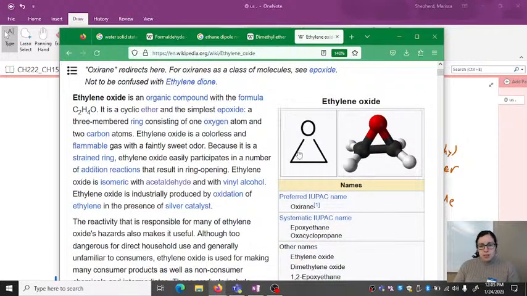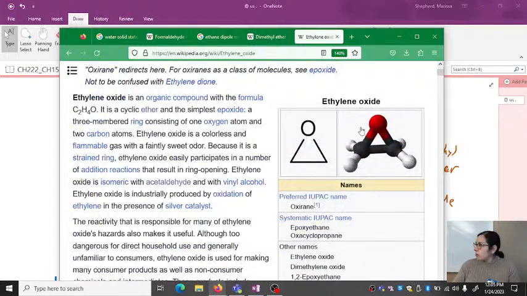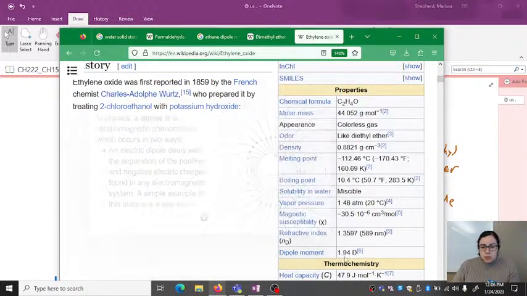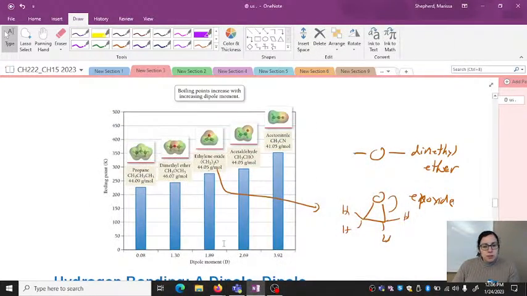So again, here's ethylene oxide with that kind of different structure compared to our dimethyl ether. So now it sticks up more. Because it's kind of sticking out more, that makes it just a little bit more polar. And again, let's get a number. They have the dipole moment as 1.94. So we're increasing polarity.